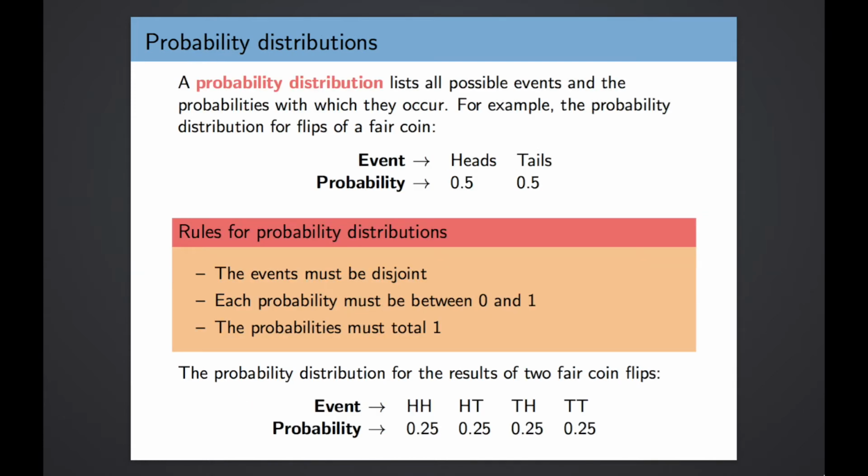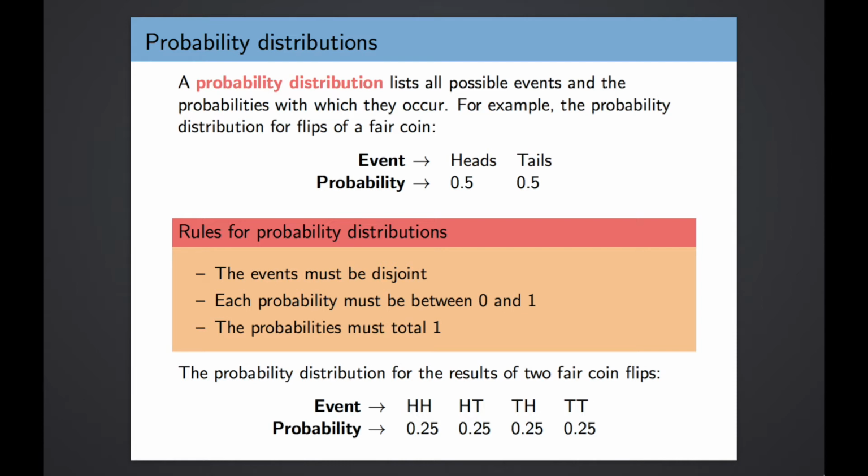A probability distribution is a representation of all possible events that could happen in your trial, as well as the probabilities with which those events occur. So if I wanted to make a probability distribution for flips of a fair coin, all the possible events are heads and tails, and the probability of each of those events is 0.5. In a probability distribution, all of the events that I list out must be disjoint. They must be mutually exclusive.